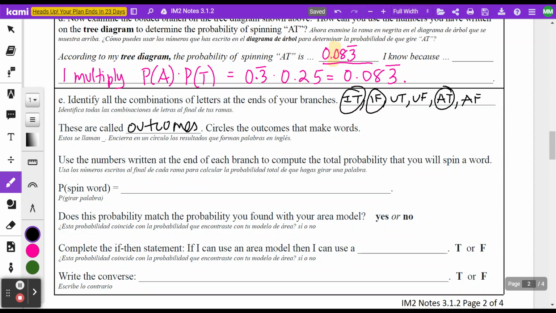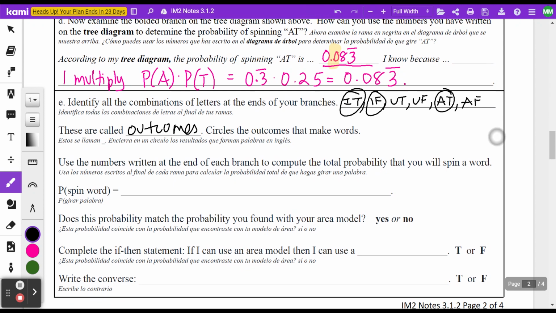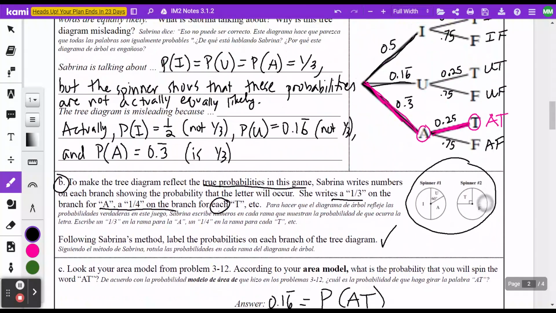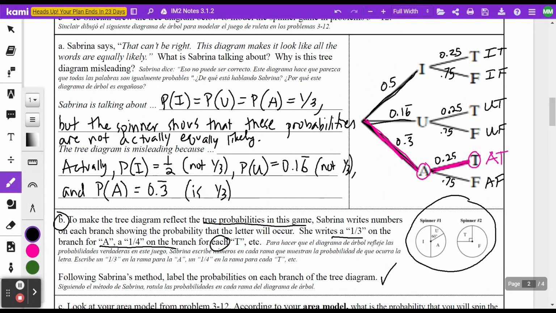Now we're going to use the numbers written at the end of each branch to complete the total probability that we would spin a word. Okay, so we're going to have probability of IT, that's 0.5 times 0.25. Let me just circle the ones we're going to calculate. IT, IF, and AT. So 0.5 times 0.25 is 0.125.